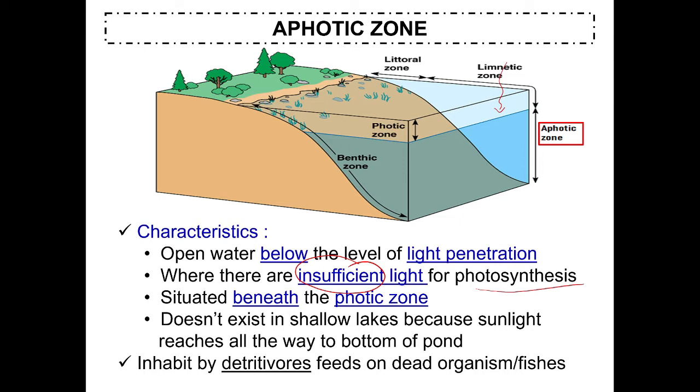Aphotic zone is situated beneath the photic zone, so it does not exist in a shallow lake. Shallow means cetek kan, so tasik yang cetek sebab the sunlight reaches all the way to the bottom of the pond, to the bottom. Jadi tak ada aphotic zone in shallow lake or river. This area, the aphotic zone, is a habitat for detritivores. Detritivores are organisms that feed on dead organisms.